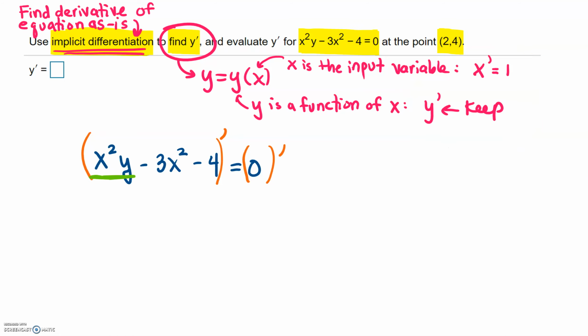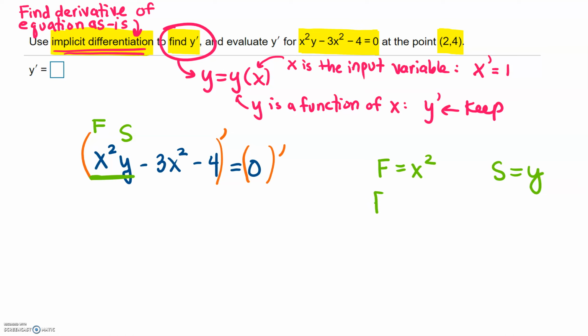So let's start here. Let's take the derivative of this first term. I see 2 letters in this term. I see an x and a y. The x is a variable. The y is a function. They're being multiplied. So I need my product rule. I'll do my work off here to the side. My first factor is x squared. My second factor is y.